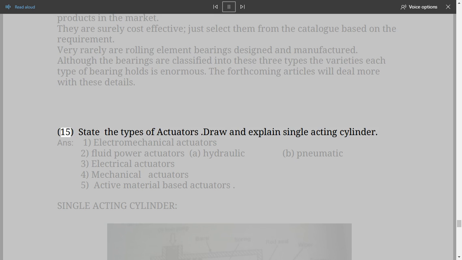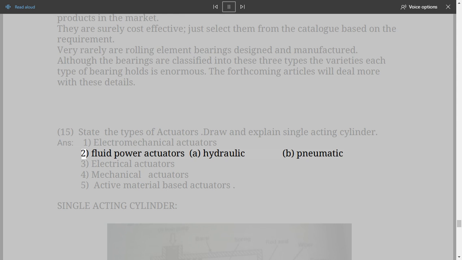15. State the types of actuators. Draw and explain single acting cylinder. ANS. 1. Electromechanical actuators. 2. Fluid power actuators. A. Hydraulic. B. Pneumatic. 3. Electrical actuators. 4. Mechanical actuators. 5. Active material-based actuators.